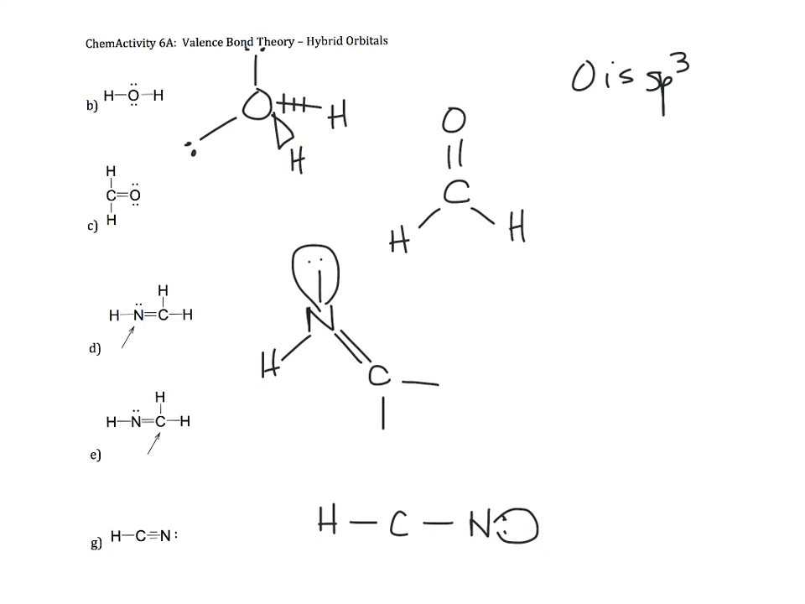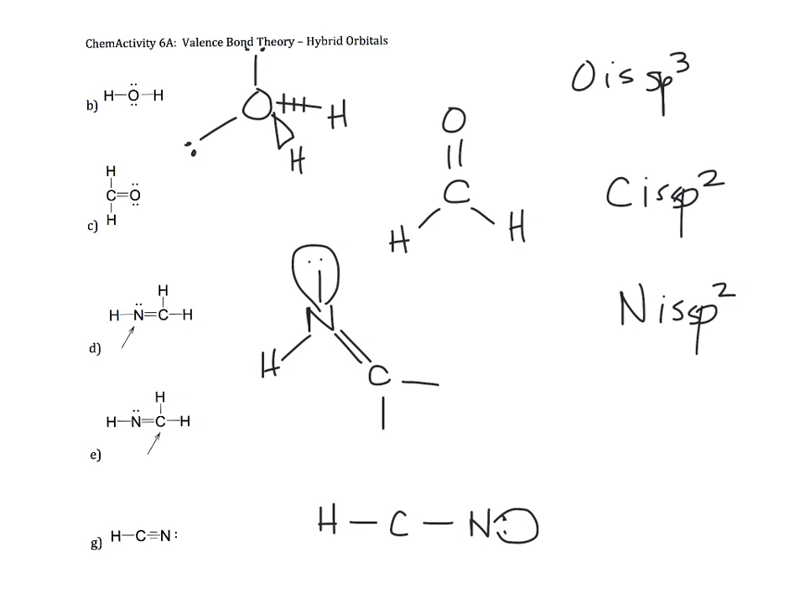In the case of HCOH, 3 regions of electron density around the carbon, angles of approximately 120, and that means the carbon is sp2 hybridized. In the next example, nitrogen has 3 regions around it. That's going to make the nitrogen sp2 hybridized.